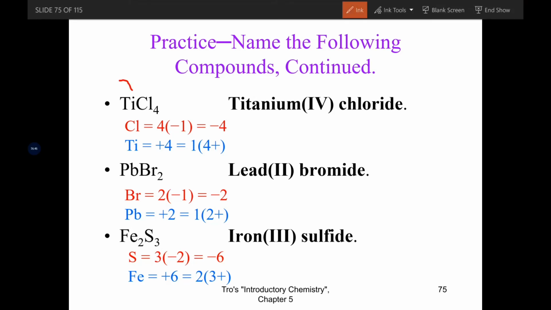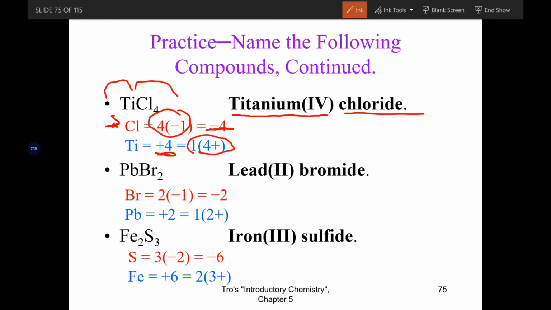So let's take a look at this. This is an ionic compound. And Ti is one of those elements that is not type 1 cation, so it's type 2. That means I need to determine the charge on the anion. My anion is the chloride right here. It has -1 and I have 4 of them. That means the total is -4. The total charge on the cation should be +4, and I have only 1. That means the charge on it is +4. So when I name it, it's titanium 4 chloride.